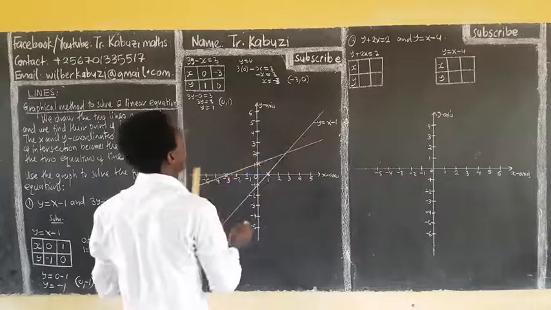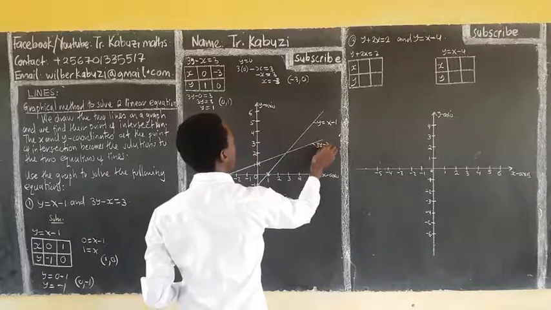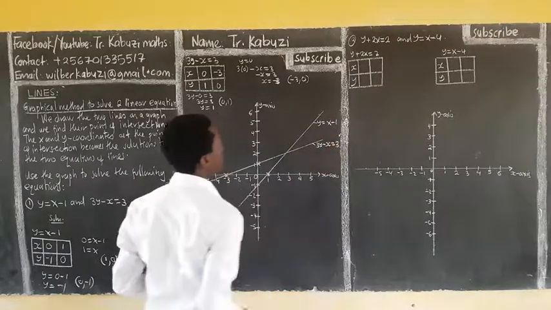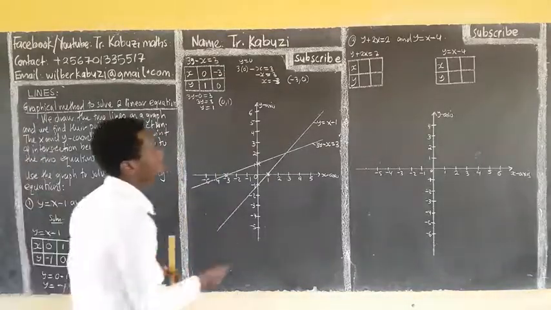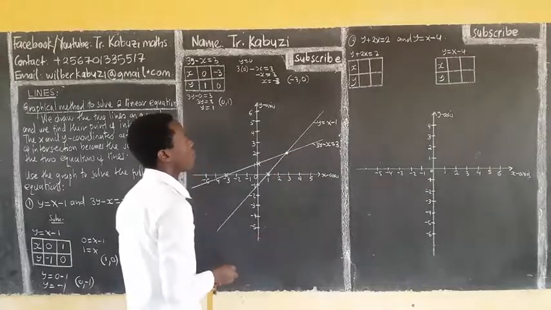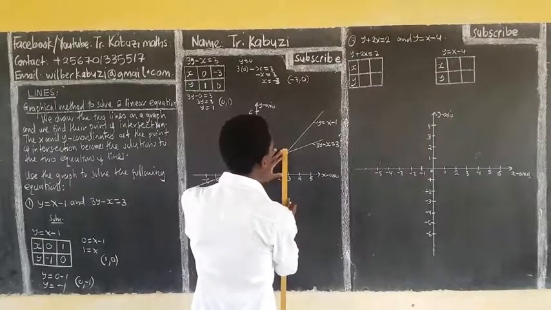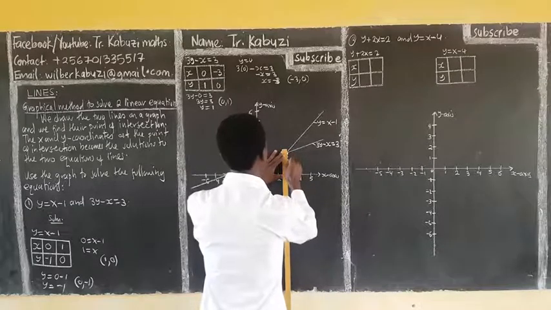So, this is my line. You name it. This is my line, 3y minus x equals 3. And now you note the point of intersection. So they are intersecting at this point here. From there, you read off the x value. If I go down, this is going to be my x value there.